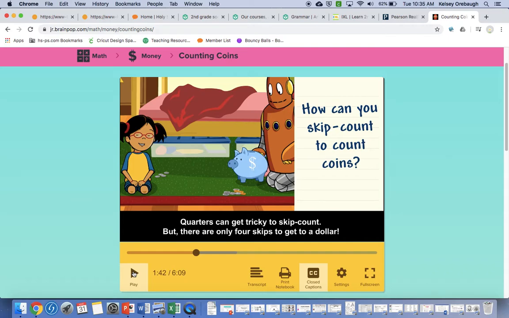Pause right here. How much is 1 quarter worth? Think about it. 25 cents. Let's listen to Annie skip count to get to $1. Remember, $1 is 100 cents. Let's see how many quarters you need to make $1 or 100 cents by skip counting by 25s.